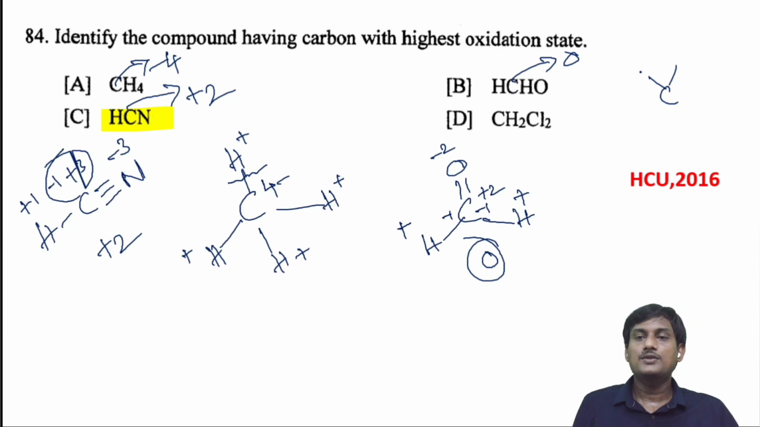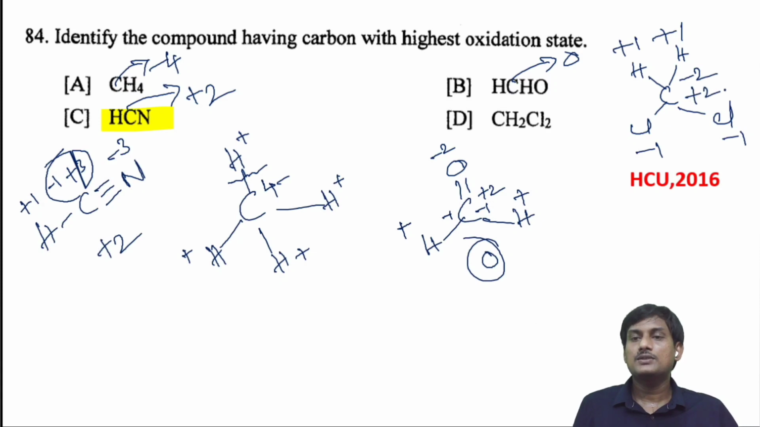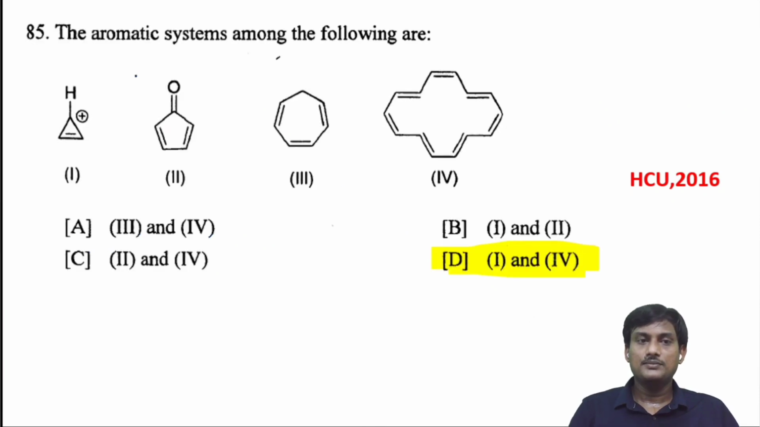CH2Cl2: hydrogen, hydrogen, chlorine and chlorine. Chlorine is minus 1, hydrogens are plus 1 and plus 1. So due to chlorines you will get minus 2, and due to hydrogens you will get plus 2. So finally 0. So which one has the highest oxidation state? In HCN, carbon has the highest oxidation state.